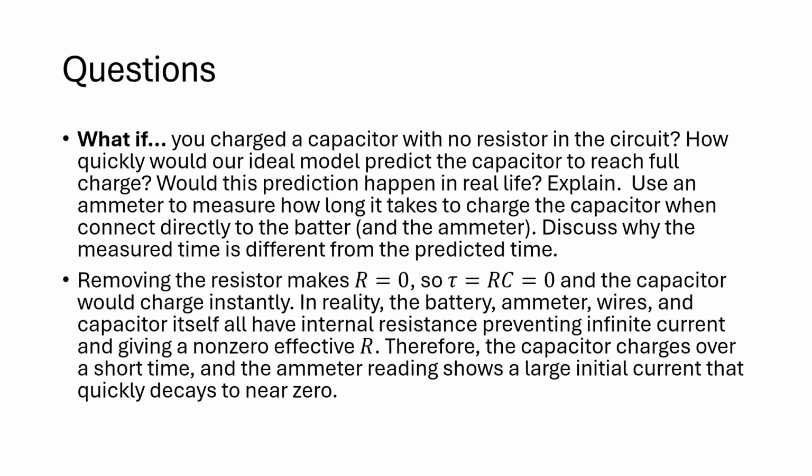Now I'll be answering the question of, what if I charge a capacitor with no resistor in the circuit? Removing the resistor makes R equal 0, so the time needed to charge and discharge a capacitor would be 0 times the capacitance, which is 0, and the capacitor will charge instantly. In reality, the battery, ammeter, wires, and capacitor itself all have internal resistances, preventing infinite current and giving a non-zero effective R. Therefore, the capacitor charges over a short time, and the ammeter reading shows a large initial current that quickly decays to near zero.